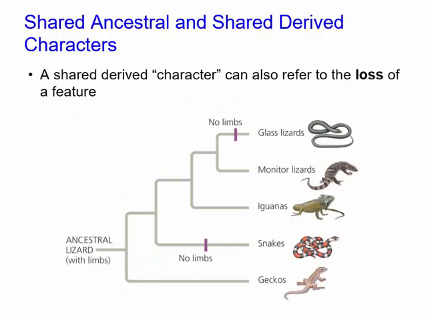A derived character may not always just be an addition of something, but it might be the absence of something. So here, limbs in reptiles, for example, we see the evolution of no limbs in two different places. And these are derived characters. Now, between glass lizards and snakes, this is not a shared derived character. You'd actually have to think about this as loss of legs in glass lizards and loss of legs in snakes. Those are two different derived characters.